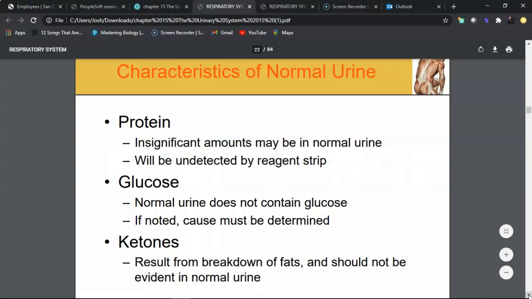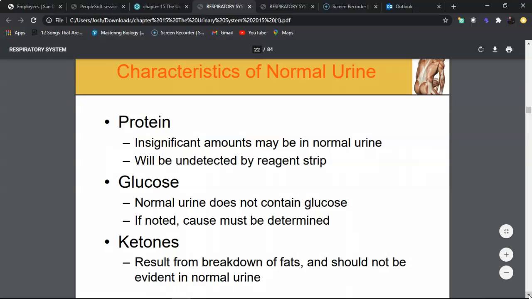And so trace amounts can be normal, but higher amounts can indicate that the kidneys are spilling a protein called albumin, which is one of our plasma proteins within the blood. And if we start getting those proteins in the urine, then that can be problematic. And that's a condition called proteinuria or albuminuria.